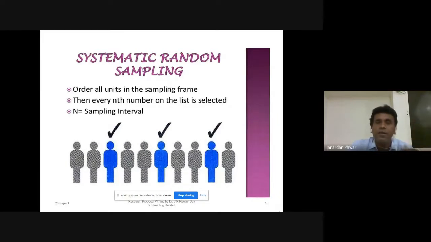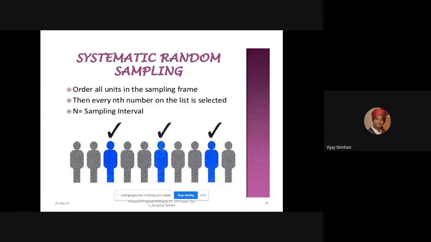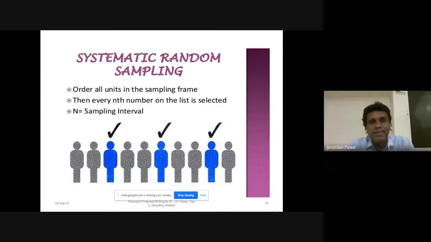So the selection is based on a constant. Let's say every third person, in this case we continue to select every third person and draw the sample, and this remains constant, correct? So there is one certain logic behind selecting the people, and that is what is called systematic. One particular system is followed. For example, 5th number, 10th number, 15th number, 20th number, like this. So we follow one particular process, and this particular process is called systematic random sampling.